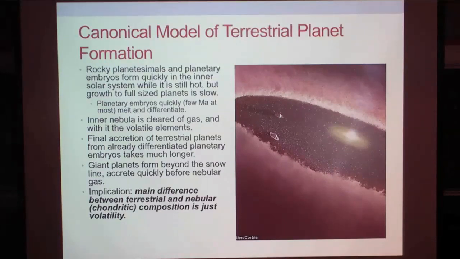You can build planets much more rapidly out there. And because they form before the gas is blown out, they get almost their full component of nebular gas. So the implication of this model is that the main difference between terrestrial and nebular composition is going to be mainly volatility.